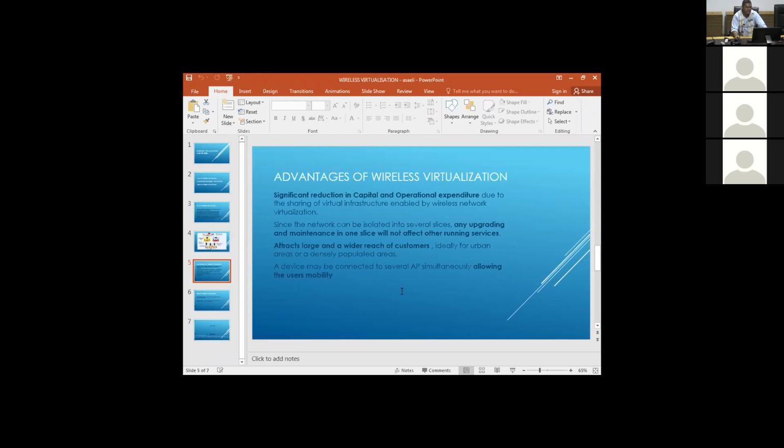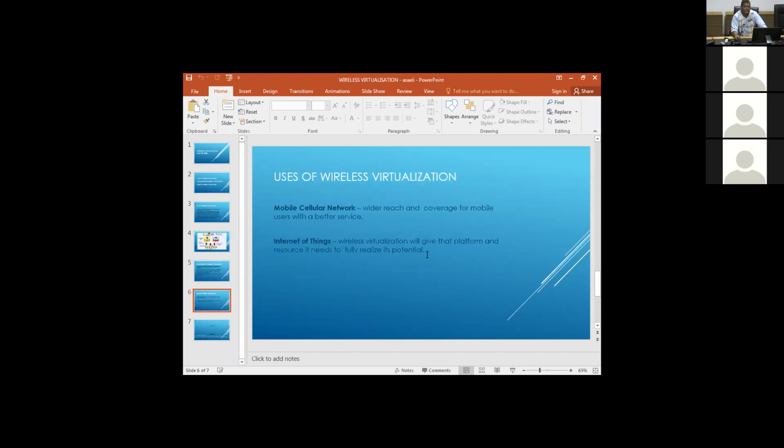Those are the mentioned advantages of wireless virtualization. I believe wireless virtualization is one of the key technologies that would support the 5G scenarios discussed, namely mobile cellular networks with wireless virtualization. There is a wider reach and coverage for mobile users with better service. Another one is the Internet of Things. With wireless virtualization, it gets the platform and resources it needs to fully realize its potential. And that's my presentation today, and these are my references.